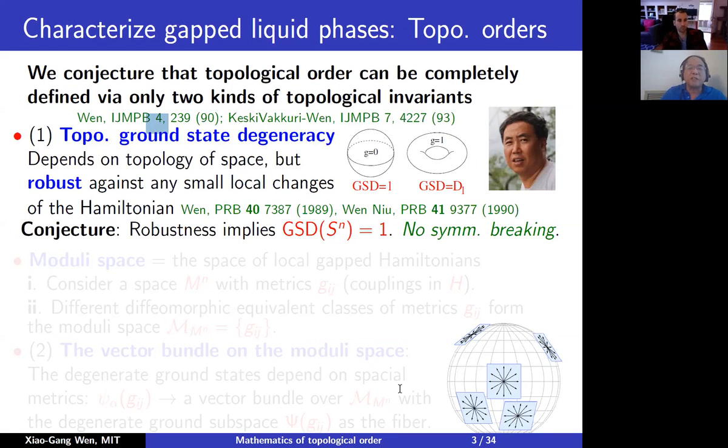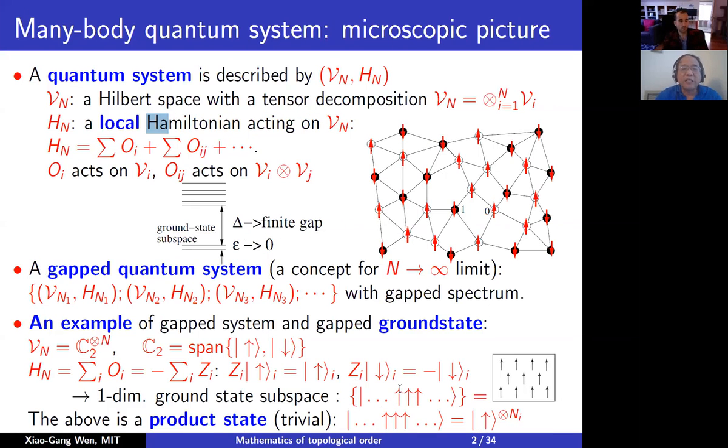And so topological order is really the order in this kind of gapped state. This gapped subspace describes a different phase of matter. And topological order really describes these different phases of matter. And actually, I want to say that here we have already assumed an equivalence class. That is, if two Hamiltonians can deform into each other without closing this energy gap, we say these two Hamiltonians are equivalent.